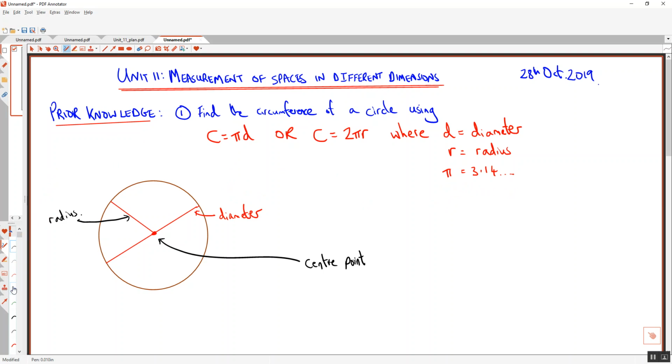The second one. So that's the circumference. The second thing, so we're getting all of this written down, is you must be able to find the area of a circle using, Zaire, pi times the radius squared. And what does squared mean again? Times itself. Good.